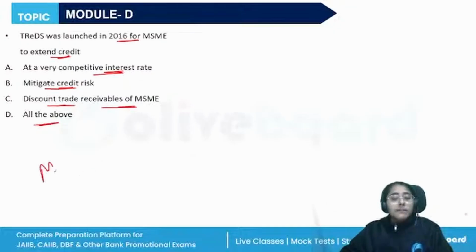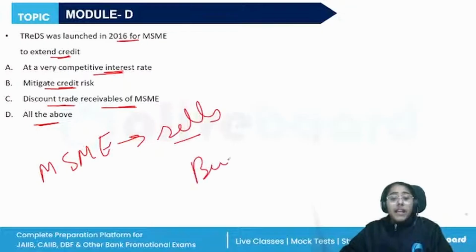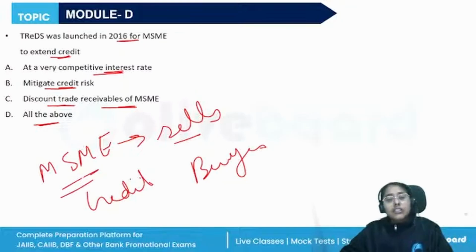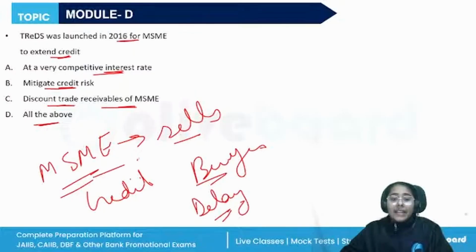So what happens? The MSMEs, let's say they sell certain products to the buyer. The buyer, however, buys those products on credit. But because the MSMEs do not have a large shareholding or capital, they will require continuous funds to run their business. Also, the buyer can delay the payments. So to protect the MSMEs from the delayed payments, the government has started the TREDS platform.